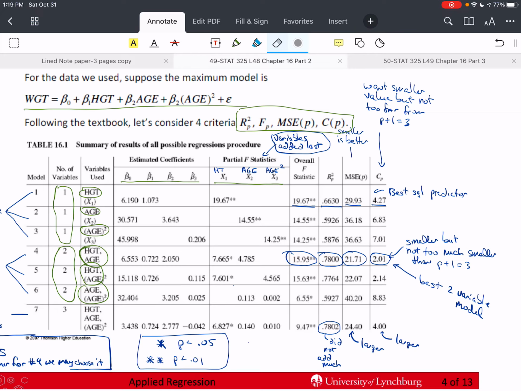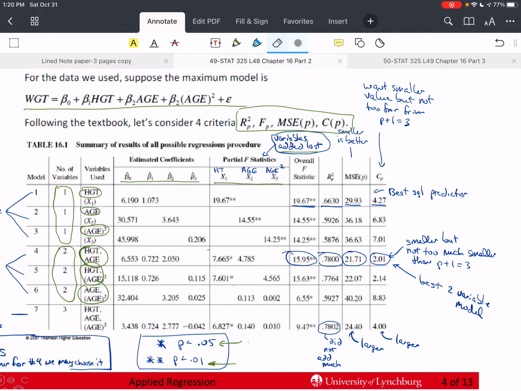Then we're looking at 2 at a time. So here we're looking at the variables. So if we look at, these are going to be variables added last, by the way, in the way this is done. So this is adding x1 last, and this is adding x2 last into the model with both. Now, the asterisks tell you how significant it is. 2 asterisks is a p-value less than 0.01. And a single asterisk is a p-value that's just less than 0.05.